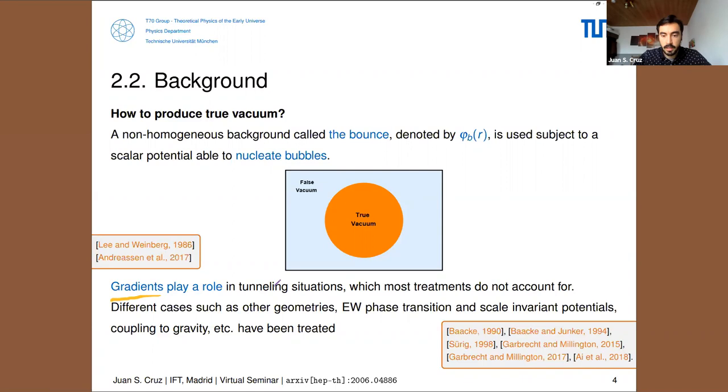So as I mentioned, most treatments rely on this Coleman-Weinberg version where no such gradients are included. Now, this is not exactly new in the general setting. Some other geometries have been studied, and also some applications to electroweak phase transition have been dealt with. In particular, Professor Garbrecht and our group have dealt with cases of a scalar subject to a scale invariant potential, or the case of a scalar and a fermion coupled via Yukawa. Now, the next logical step is the gauge sector. So what we want to test is this new method to include gradients in the setting of having a scalar coupled to a gauge boson.